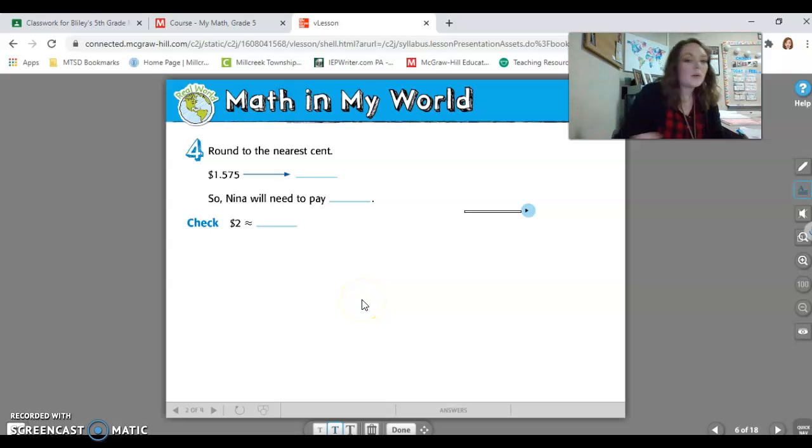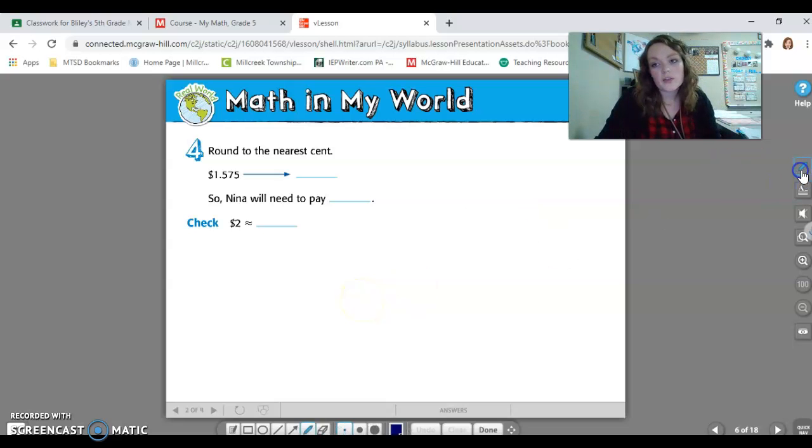We're going to round as our last thing. Remember, we always check for reasonableness. Our answer is 1.58, and that is very close to our answer of $2, what we estimated at the beginning. So this is reasonable and our answer does check. So Nina needs to pay $1.58.